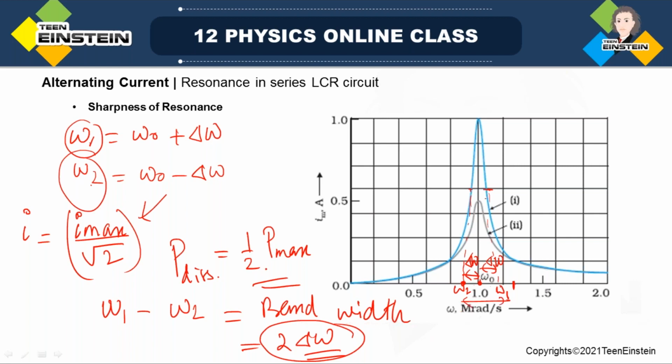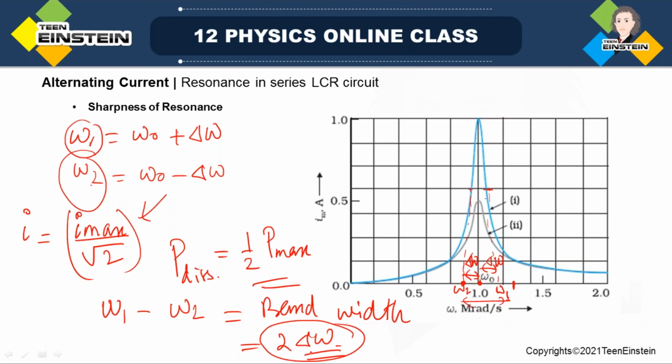This is called bandwidth, but our sound quality will not be very clear if it is not exactly at the resonance condition. So this is called bandwidth. If you set a frequency anywhere between this 2 delta omega, or bandwidth, you may get to listen to some sound from the particular station, which you can listen to very clearly at the resonance condition.